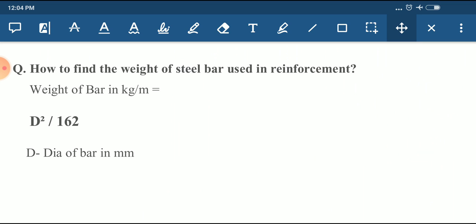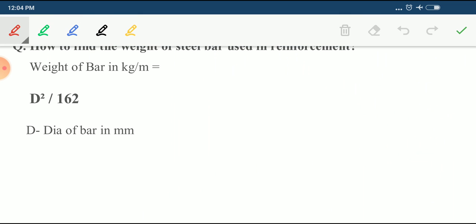Okay, how do you find the weight of steel bar used in the reinforcement? Usually you should know how much weight of steel should be required in the construction. So weight of bar in kg per meter, how will you calculate? What is the formula for that one? It is d square by 162. This is the formula you are supposed to use, d square by 162.